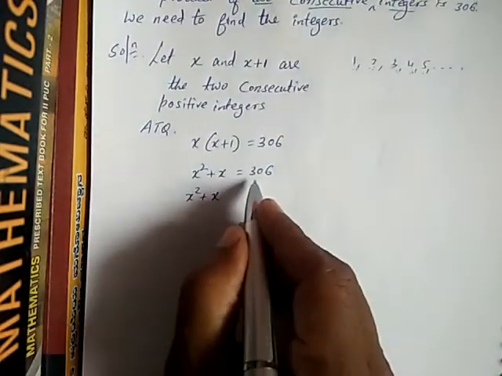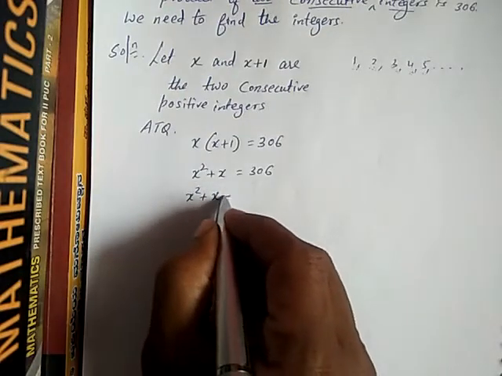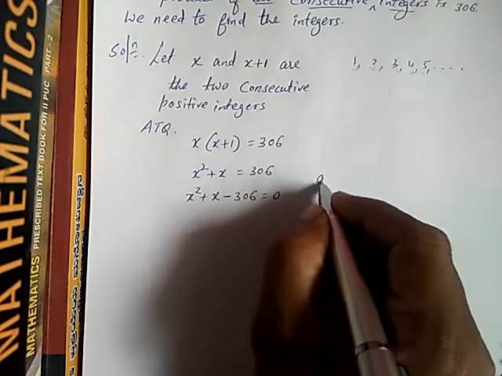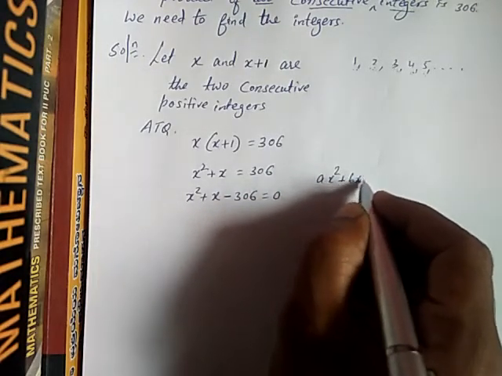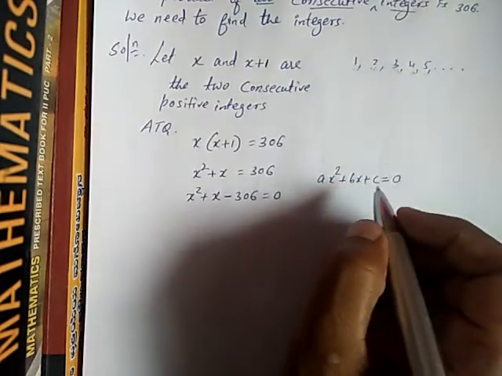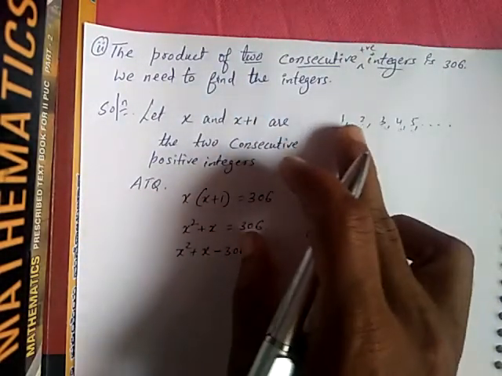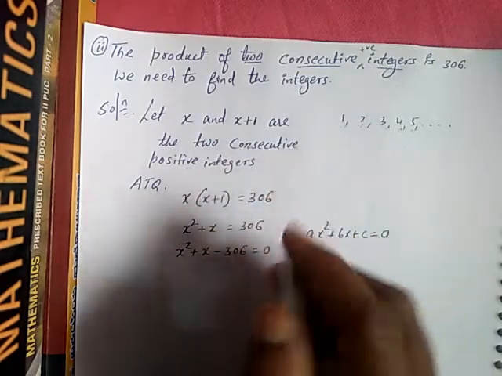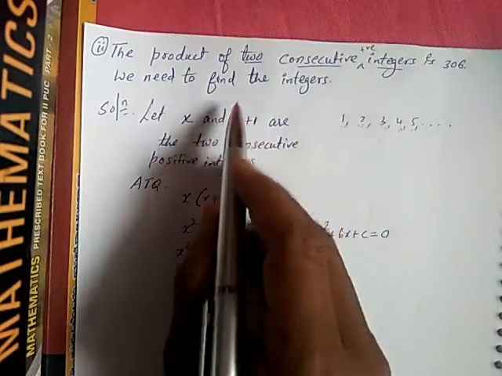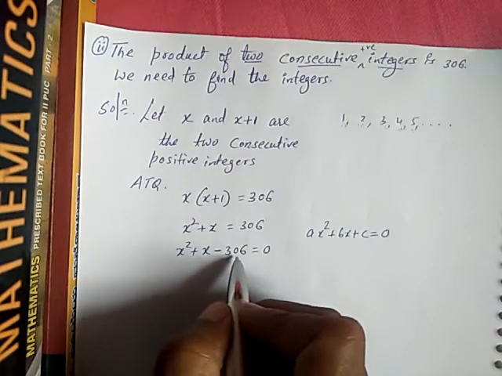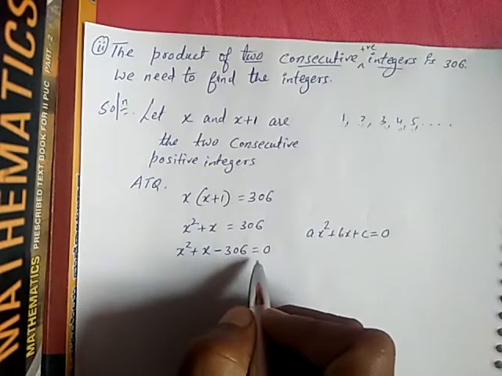So if you take 306 to this side, this will be minus 306, which is equal to 0, again in the form of ax square plus bx plus c equal to 0. So this question, the product of two consecutive positive integers is 306, to find these integers we need this quadratic equation, that is x square plus x minus 306 equal to 0.